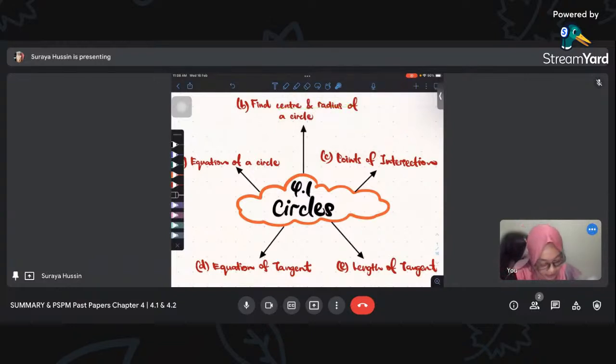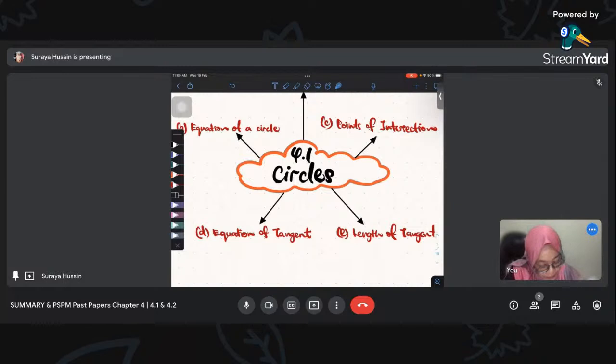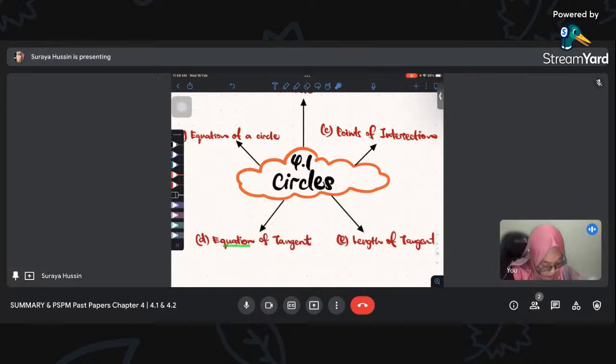So what we have here is, first thing, adalah equation of a circle. Kita ada dua jenis equation of a circle. Satu adalah standard equation dan lagi satu adalah general equation. So we have two types of equations of circle. Yang kedua, find the center C and the radius R of a circle. And then next one, we have to find POI, points of intersection. And the fourth one is finding the equation of tangent, where you have learned this during your SPM level.